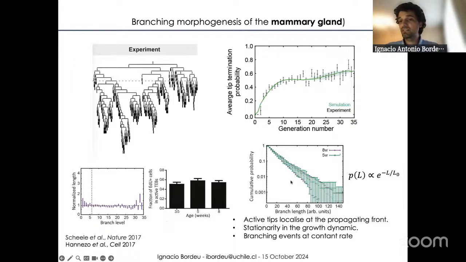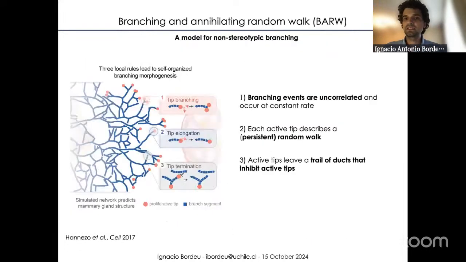So this makes our lives easier because we can use a sort of rate process, a reaction diffusion process to model this. And that's exactly what they did. So they said, well, branching events are uncorrelated. They occur at a constant rate. Each tip describes a persistent random walk. And active tips are going to leave a trail of inactive ducts. Then they can inhibit the active tips.